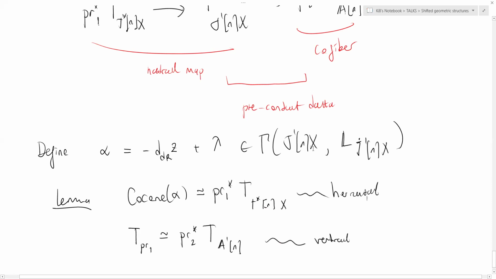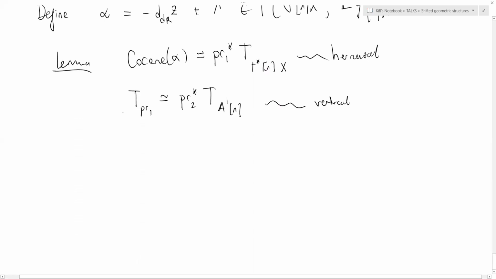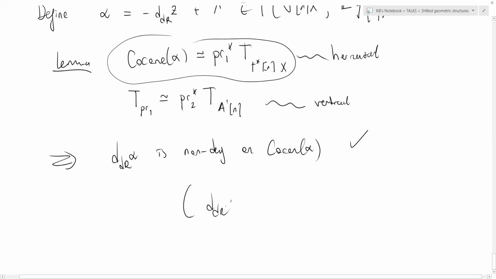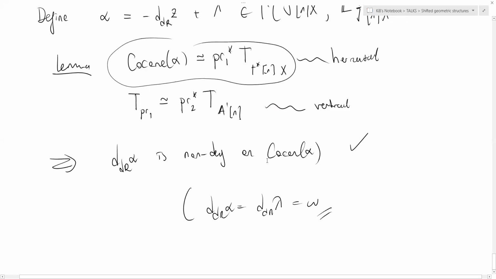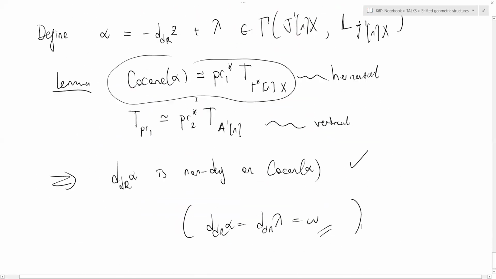Okay, so long story short, you need to show that the de Rham differential of this alpha is non-degenerate on the kernel. Somehow you can show this thing is non-degenerate on the cocone of alpha, and this is true. Why? Because of the lemma, because of this observation. Actually, d_dR alpha is nothing but d_dR lambda, and this is omega, which is already non-degenerate on the cotangent stack, which is the horizontal part of this construction. So therefore, this turns out to be non-degenerate. This is more or less the same kind of proof as in the classical setup. So therefore, you can say that this fiber product admits a natural n-contact structure. Very similar to the classical setup.